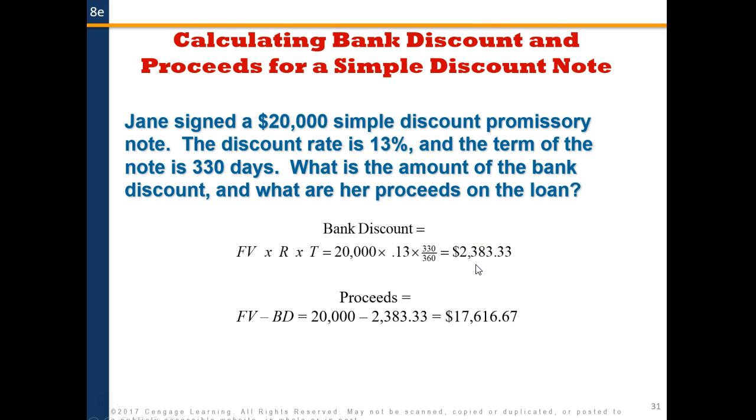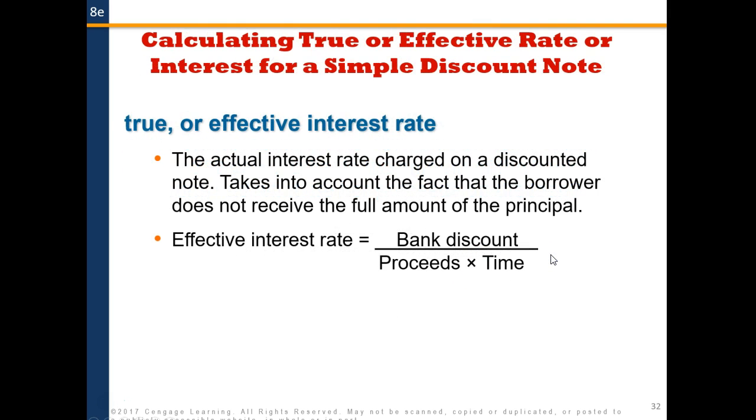And we get the bank discount is $2,383.33. The proceeds is simply the 20,000 minus the discount. So the proceeds are $17,616.67.